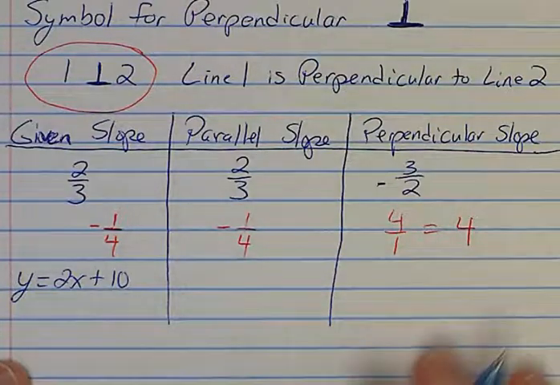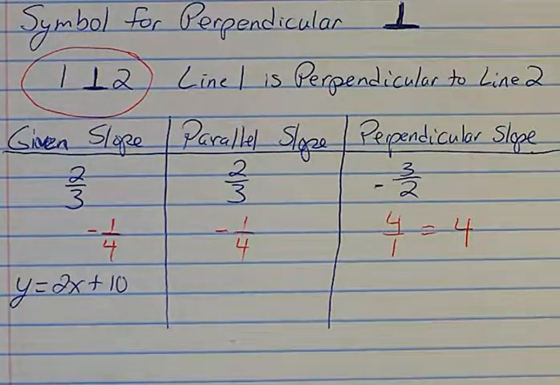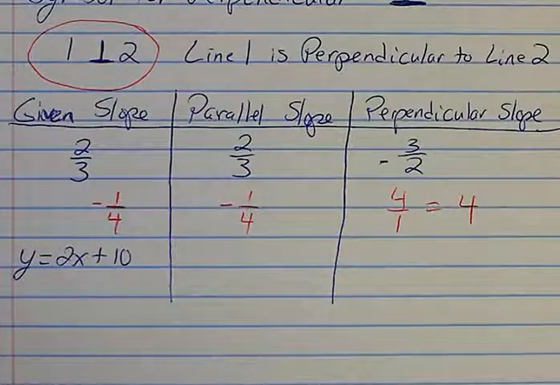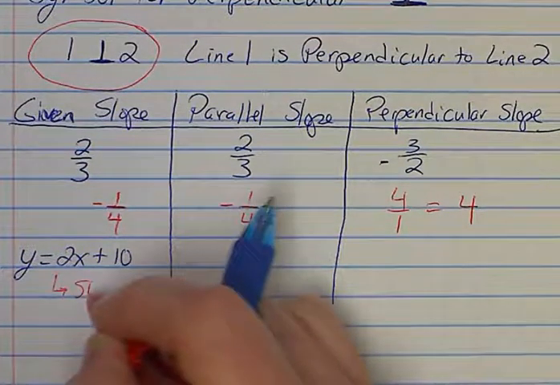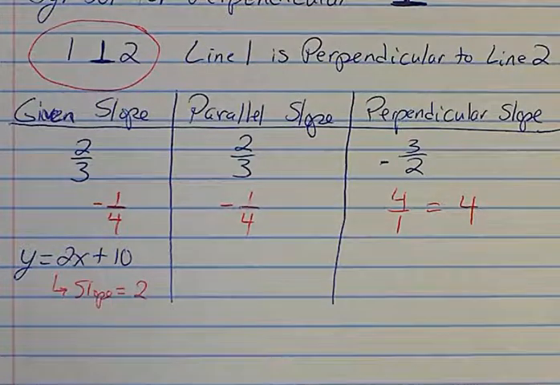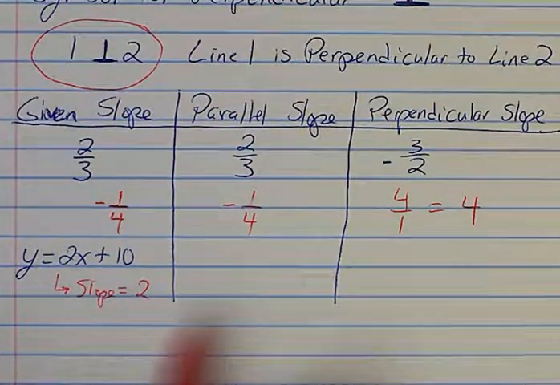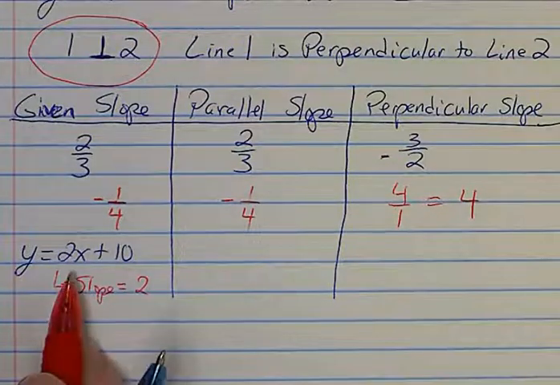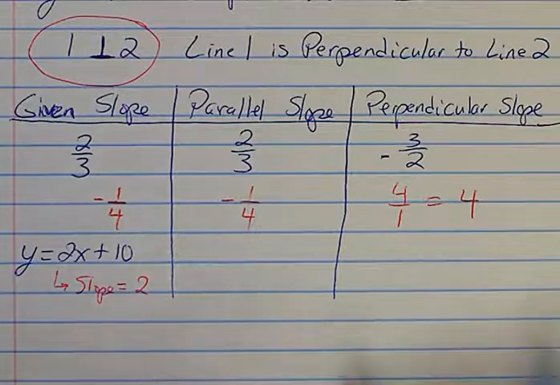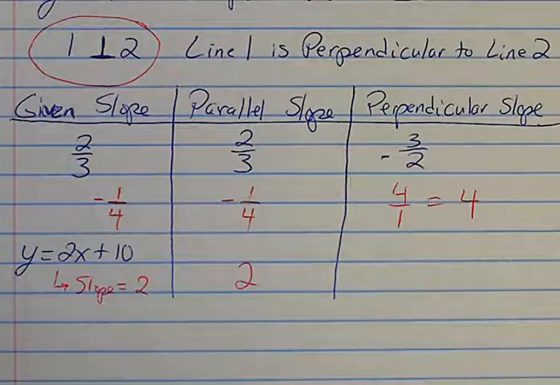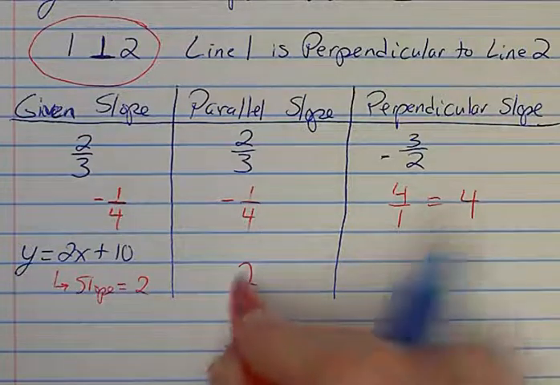Okay, for this one, let me do it a little different. Let's say this time, instead of just giving the slope, let's give you an equation. Okay, if you're given the equation, all you need for this thing is, tell me what the slope is from this equation. So if you have this equation, your slope is 2. So then if they ask for the parallel slope, it's the exact same thing, that slope would be 2. They ask for perpendicular, again, change it from positive to negative.